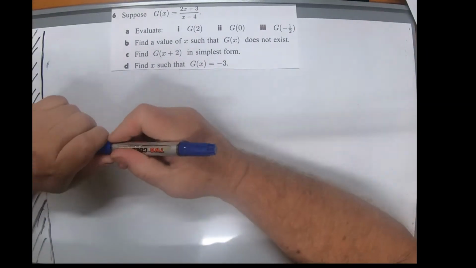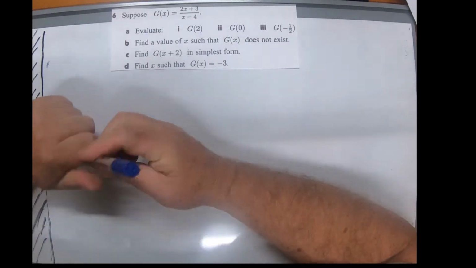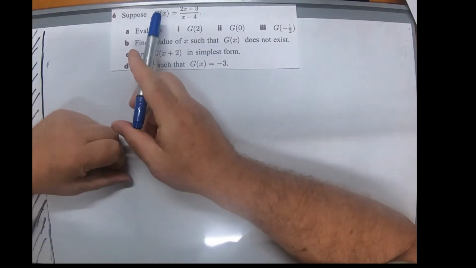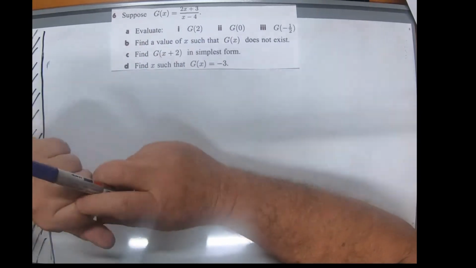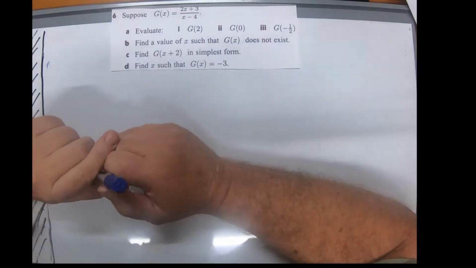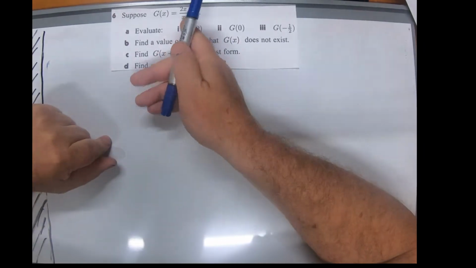Okay, continuing on our function notations. Now, just to make sure, it doesn't always have to be f of x, it can be g of x, z of x, v of x. It doesn't actually have to be x as the independent variable. So in this case, we've got g of x.